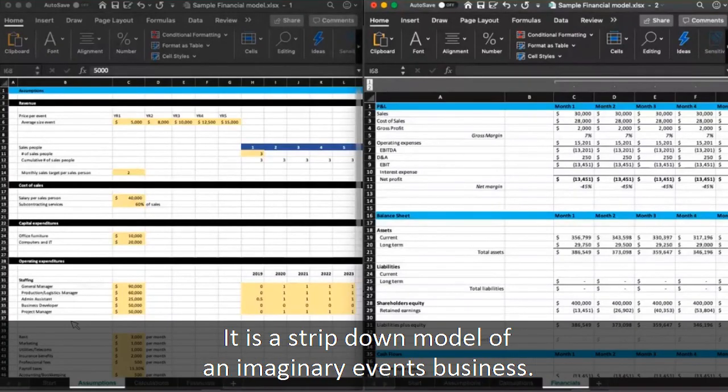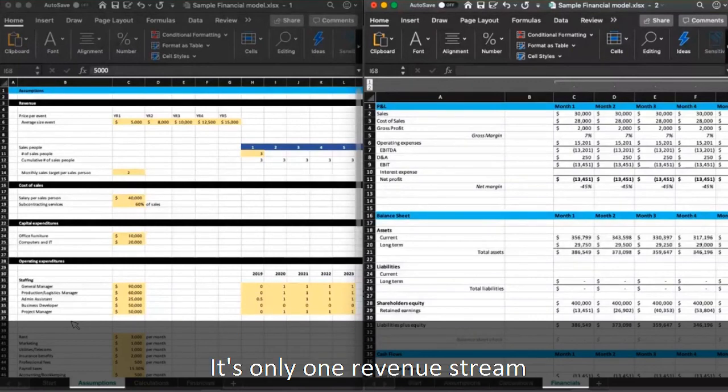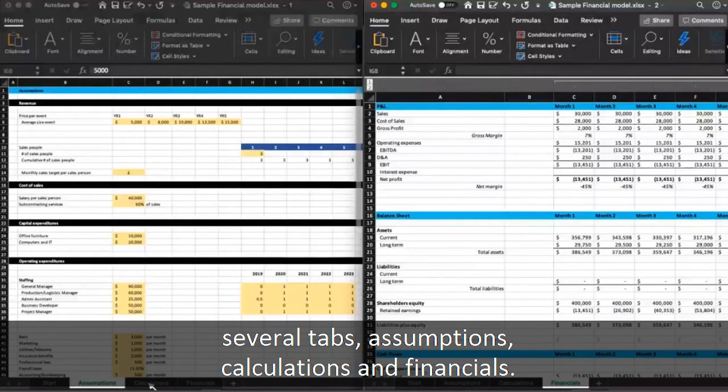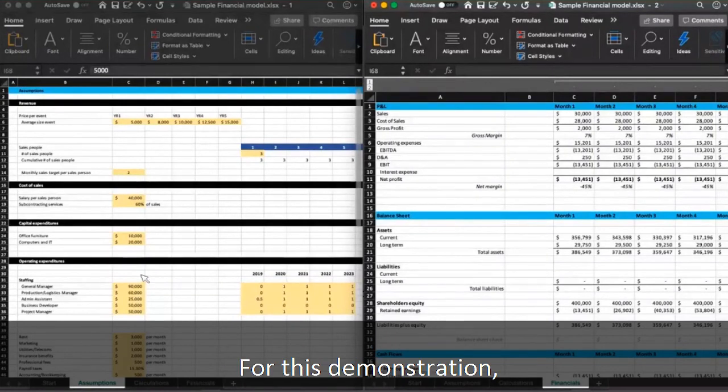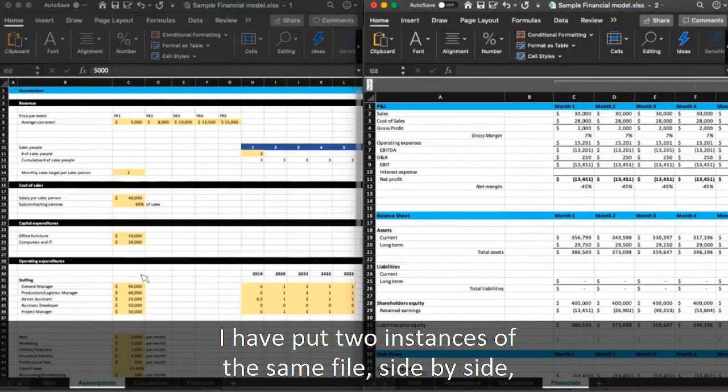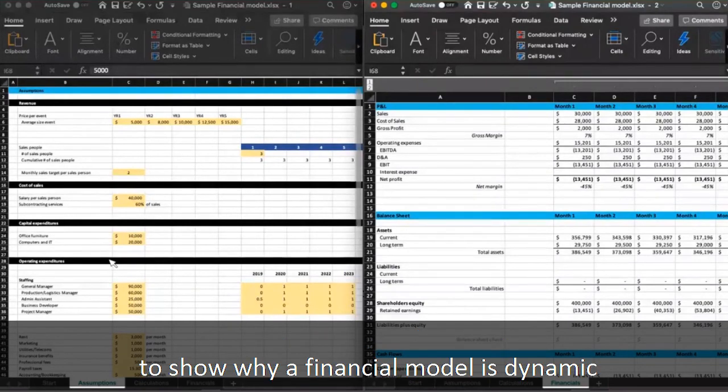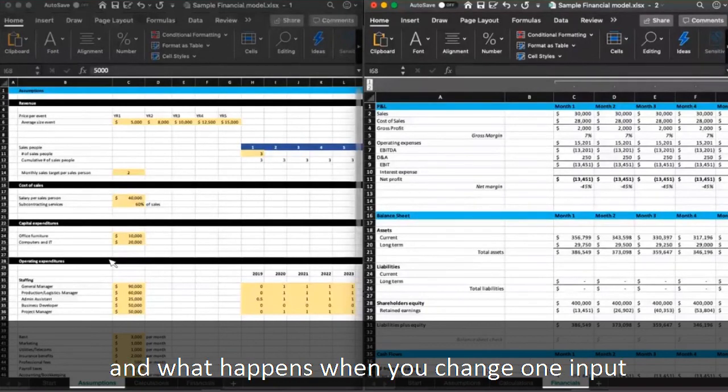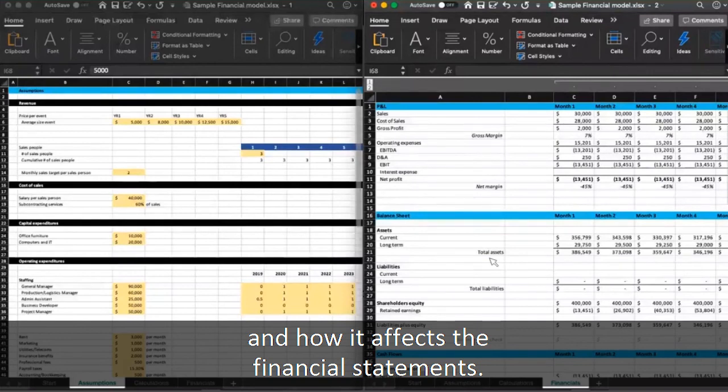It is a stripped down model of an imaginary events business. It's only one revenue stream, and that is events. You'll see here in this model several tabs: assumptions, calculations, and financials. For this demonstration, I have put 2 instances of the same file side by side to show why a financial model is dynamic and what happens when you change one input and how that affects the financial statements.